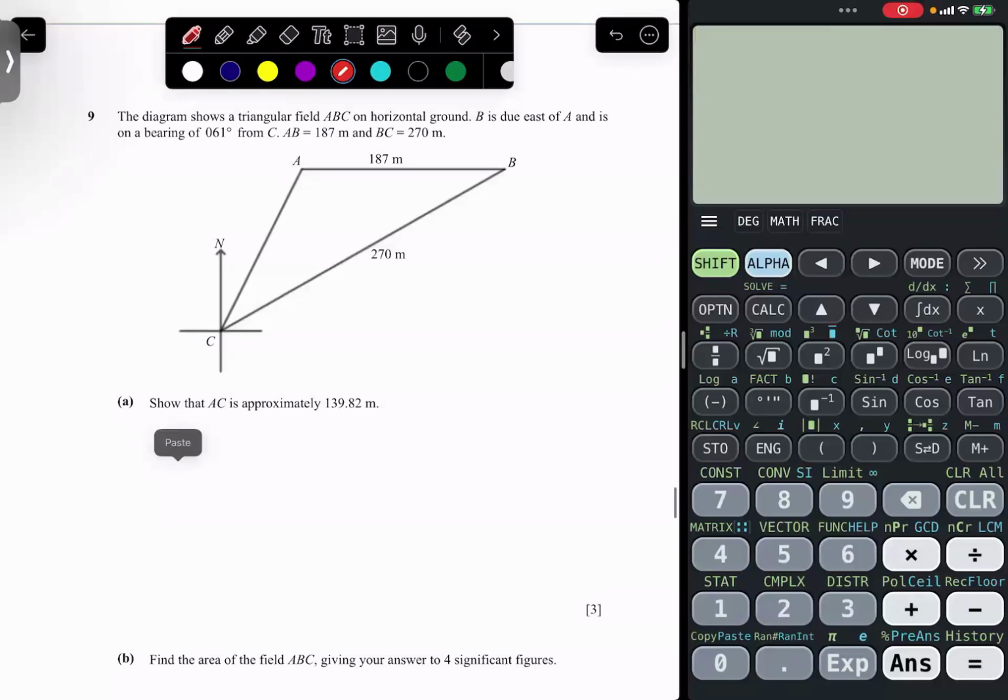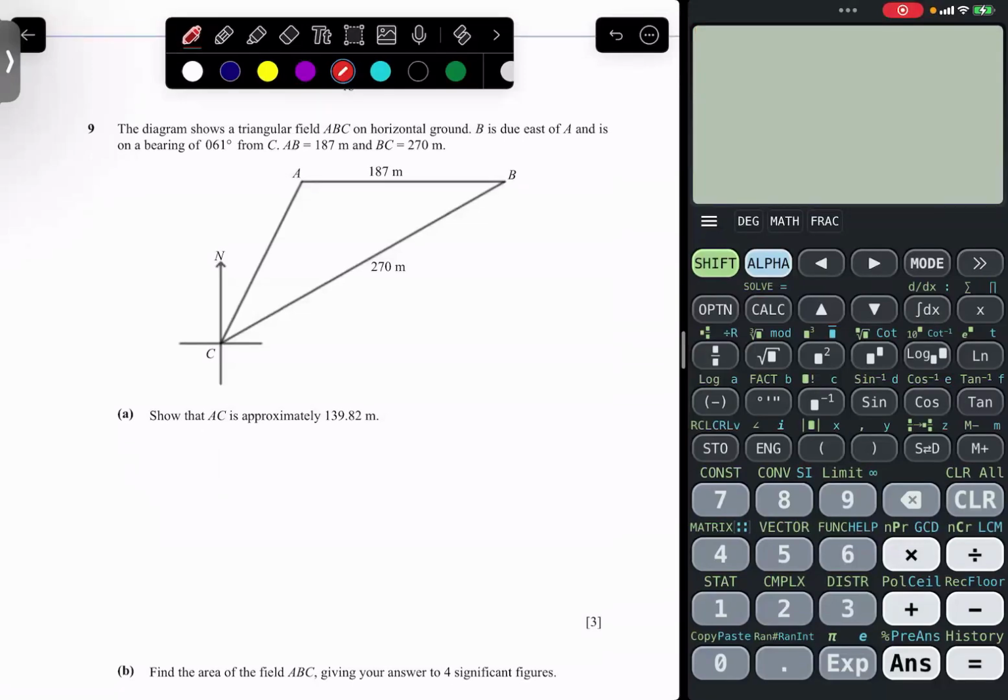Okay, let's look at question 9. The diagram shows a triangular field ABC on horizontal ground. B is due east of A and is on a bearing of 61 degrees from C. So C to B is 61 degrees.